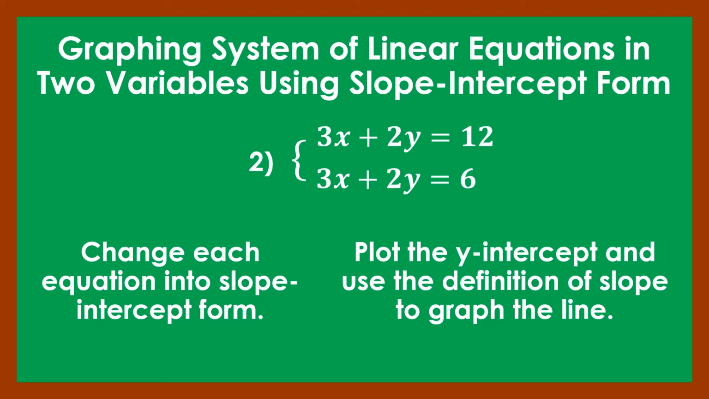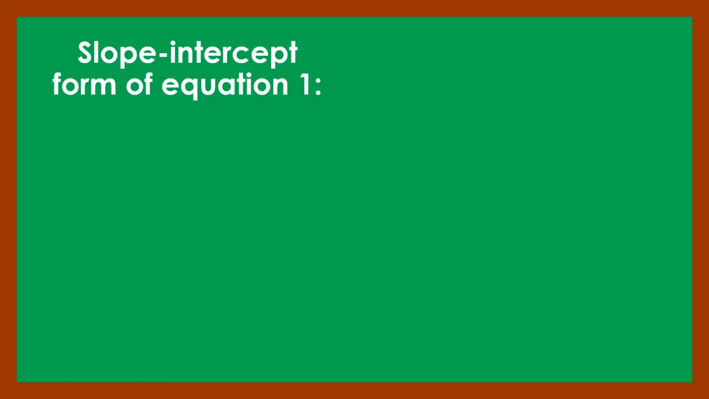So, how are we going to do it? First, we're going to change the equation into slope-intercept form. So, itong dalawa, itong given natin na equation, ita-transform natin sila into slope-intercept form. As a reminder, when we say slope-intercept form, it is in the form y is equal to mx plus b. So, after natin siya ma-transform, we're going to plot the y-intercept and use the definition of slope to graph the line.